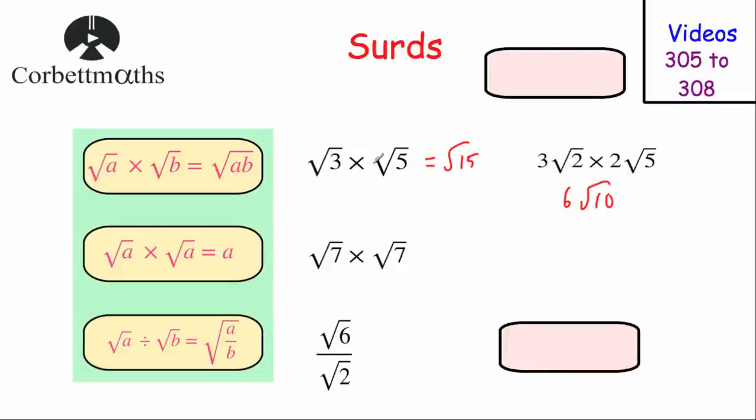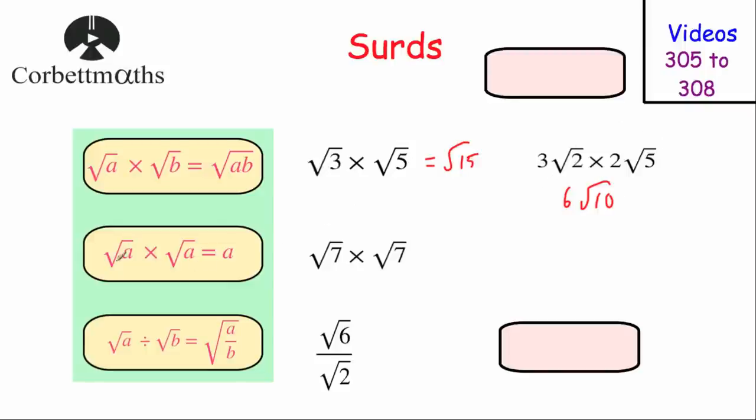If they're surds without numbers in the front, so if it's just root 3 times root 5, you can multiply them to get root 15. Or if you're multiplying surds with numbers in front of them, such as 3 root 2 multiplied by 2 root 5, you can multiply the numbers in front first of all to get 6, and then you can multiply root 2 by root 5 to get root 10.